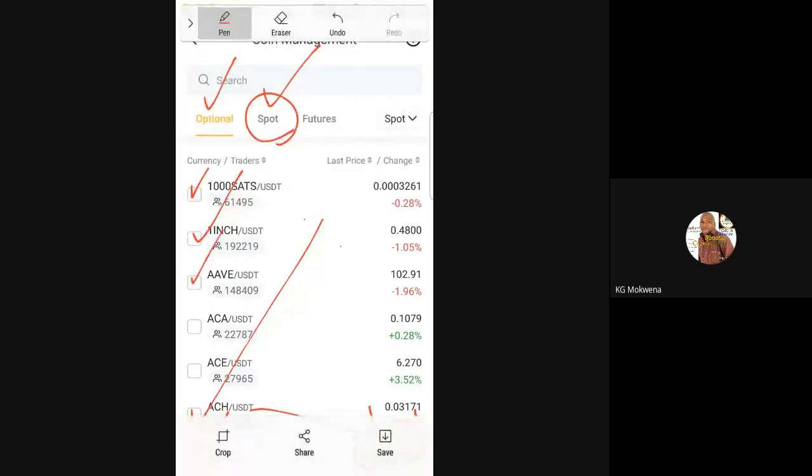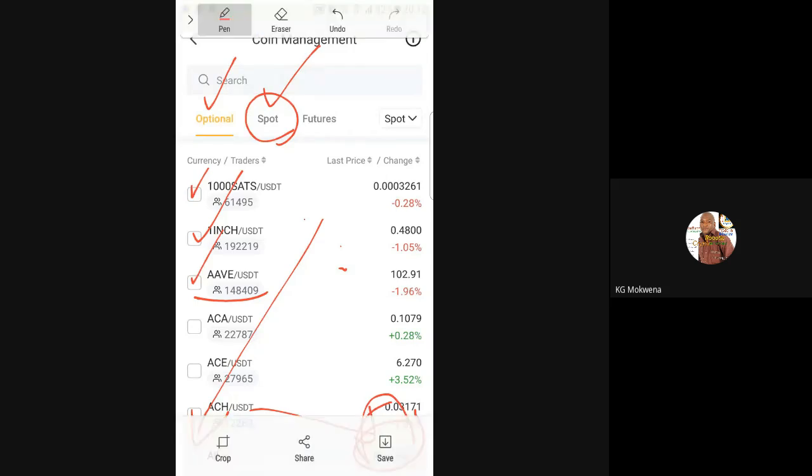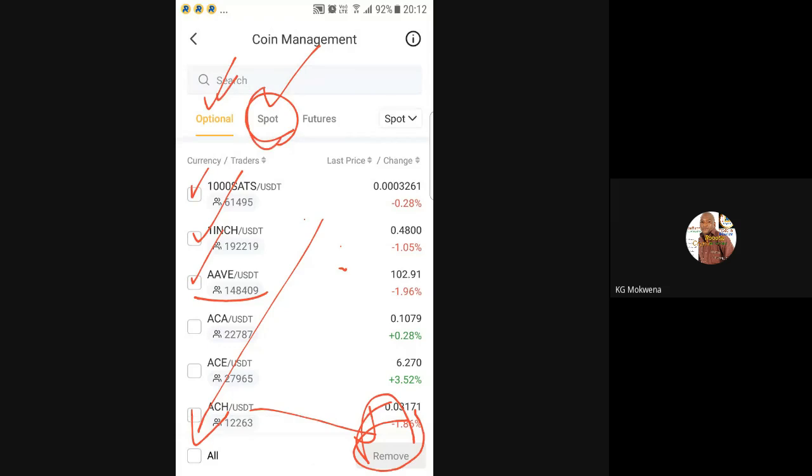If you want them to not reflect on your home page when you check how performance have been, when you click on the change button on the home page to see pairs that have done the most or those that have fallen and all those kind of stuff, you will then not be seeing them there. That is if you will select them and remove them. It's not that you are removing them from the app. They'll still remain within the app, but they will be under optional. They will not be on your spot.